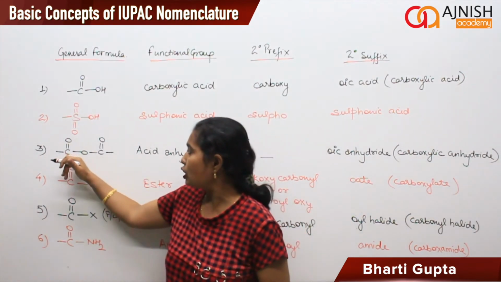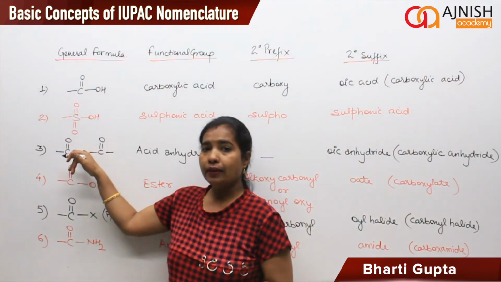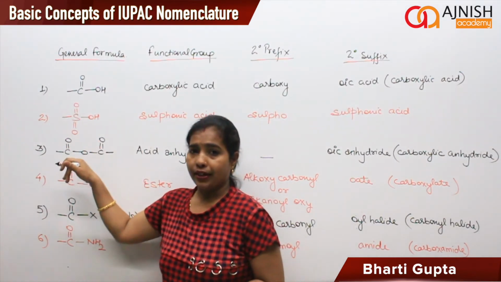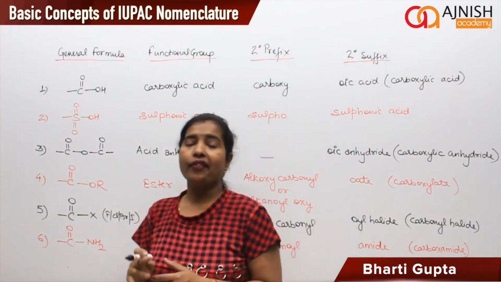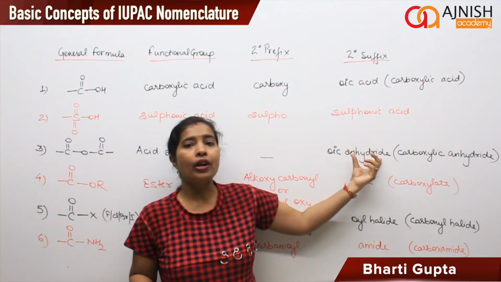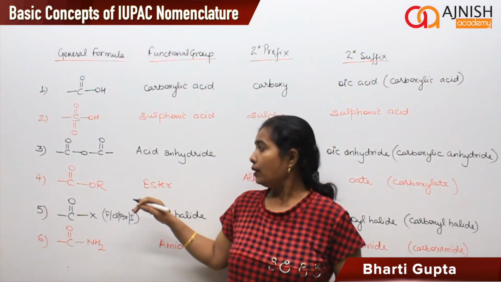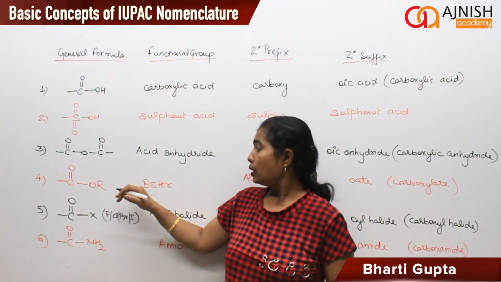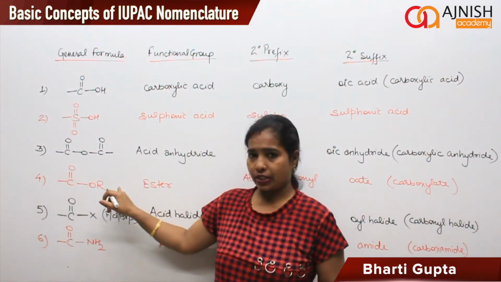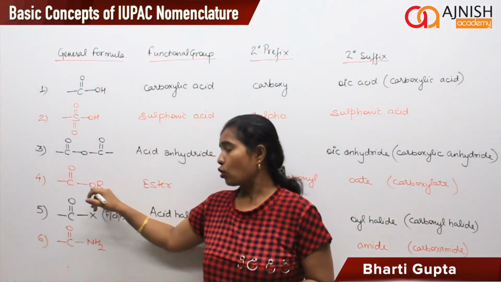If in a compound we have the COO group linkage present together, then it is anhydride. For anhydride there is no prefix; it is always written in the form of a secondary suffix as oic anhydride or carboxylic anhydride. Then the next we have is ester. Ester is COOR. If to a CO group an OR group is attached, COOR, then it is called an ester.